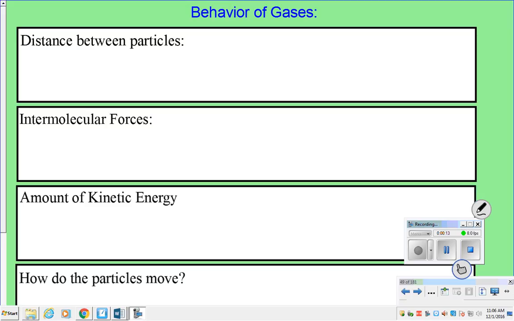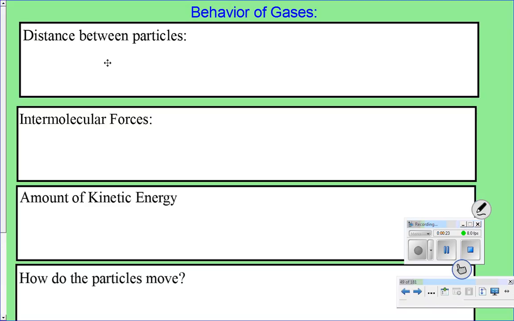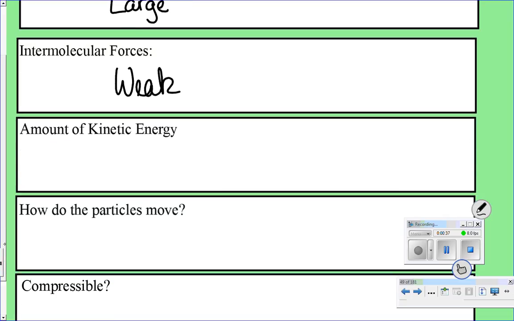So some general background information about gases, a lot of which you already know, is that gases have very large distances between their particles. Particles are very spread out in relationship to their size. The intermolecular forces, or forces between molecules, are very weak. Gases have a lot of kinetic energy. They're a very high energy state of matter.